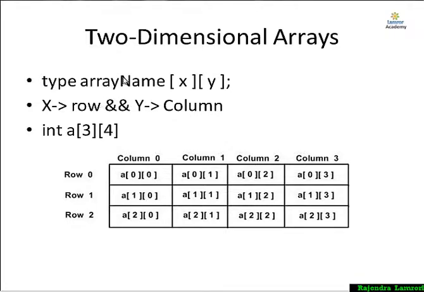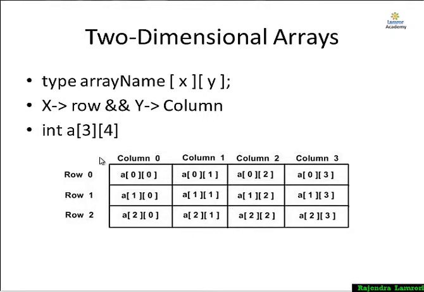So here the name of the variable is A, and you define the size X and Y, meaning a two-dimensional array. The first one shows the number of rows in the array, and the second one shows the number of columns. So X will be the row and Y will show the column. So integer A[3][4] you have defined: row 0, row 1, row 2, and column 0, column 1, column 2, column 3. So here we have defined 3 rows and 4 columns.